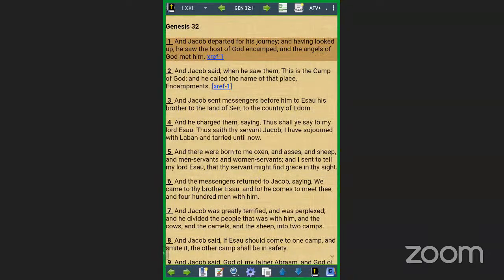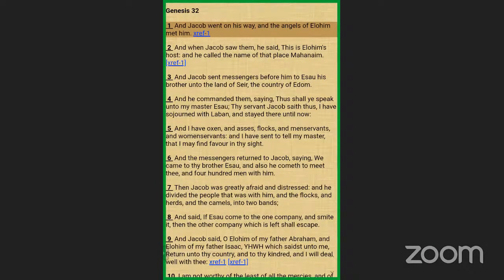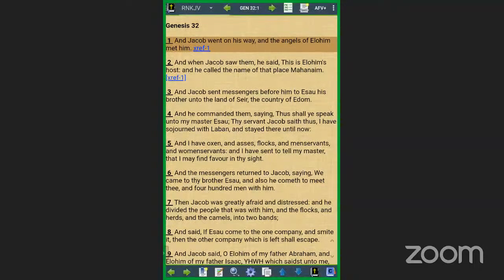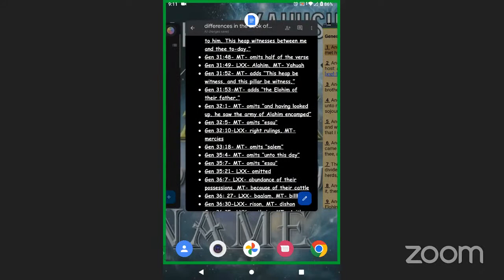Here we go. So the LXX says here, and Yaqub departed for his journey, and having looked up, he saw the army of Elohim encamped and the messengers of Elohim met him. So the major difference here is that the Septuagint lets you know he was looking up, and that's how he saw them. So the Masoretic leaves out a pretty important part of him seeing what we know as Jacob's ladder, and all that. So he actually looked up to the sky and started seeing that stuff.